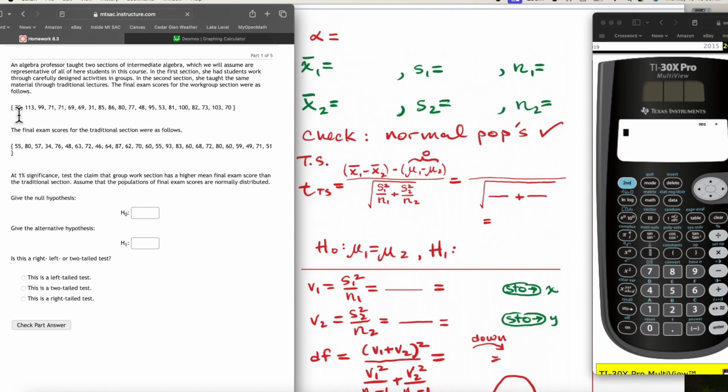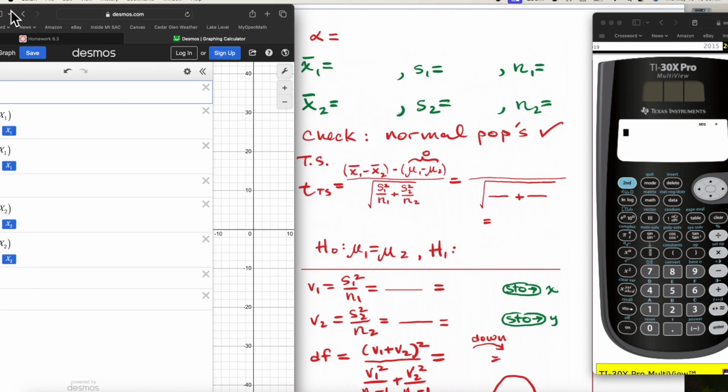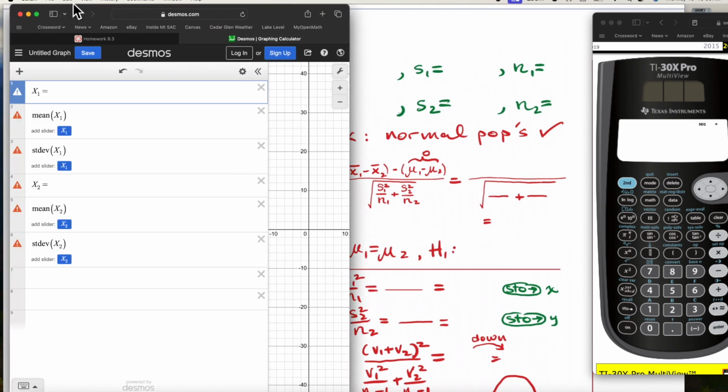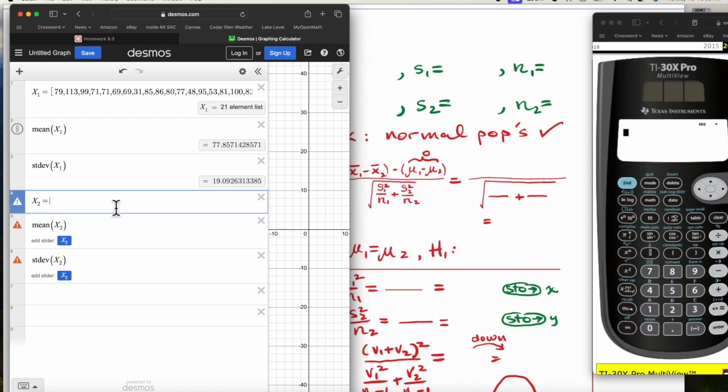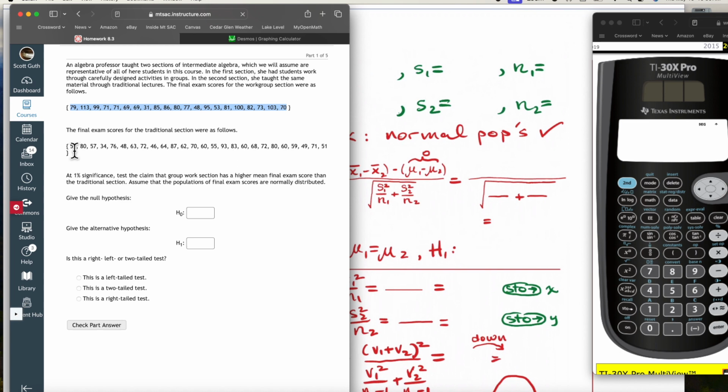So we're going to get these means and standard deviations real quick. So I'll just copy that. I've got it all set up in Desmos just to paste in here. So for the mean, I'll say x1 with the square bracket, those numbers. And so we have a mean and standard deviation. And then for the other, here's the second sample.